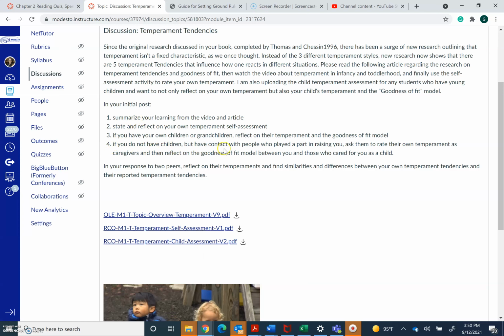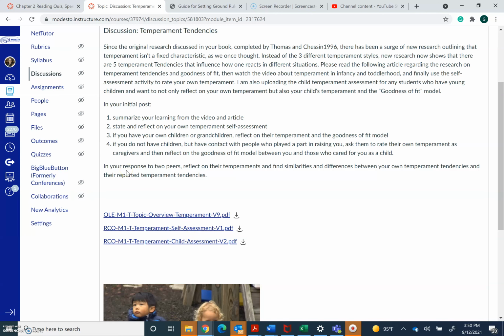And then if you do not have children, what you can do is whoever raised you can do a self-assessment on their temperament, and you can compare that. So whether it was your parents or an aunt or an uncle, how did that affect your relationship with the people who raised you? So there's a few different ways to do this assignment, but you're going to do 2 assessments no matter what. So either a self-assessment and then your parent or your caregiver will do one, or you do a self-assessment, and if you have a child, you'll do the child assessment and do that comparison.